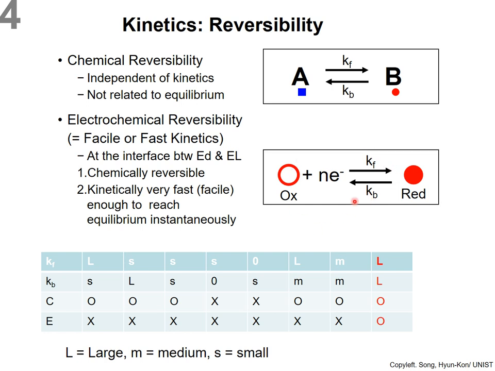But still, we cannot say this is electrochemically reversible. We need to have one more condition. That is, the reaction is kinetically very fast or facile enough to reach equilibrium instantaneously. So, when we say our reaction is electrochemically reversible, we need to have two conditions. The first one is chemical reversibility, and the second one is that the reaction should be kinetically very fast.